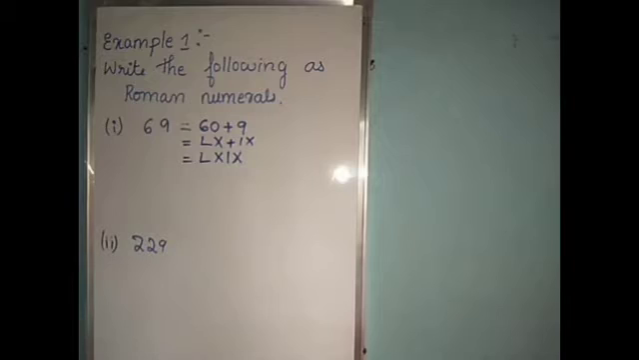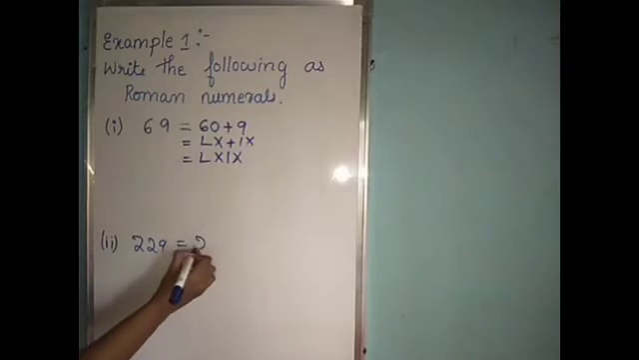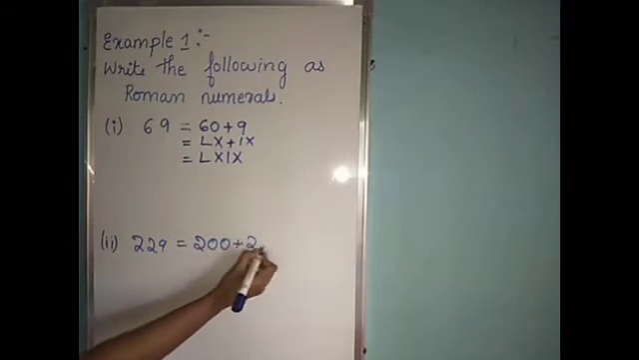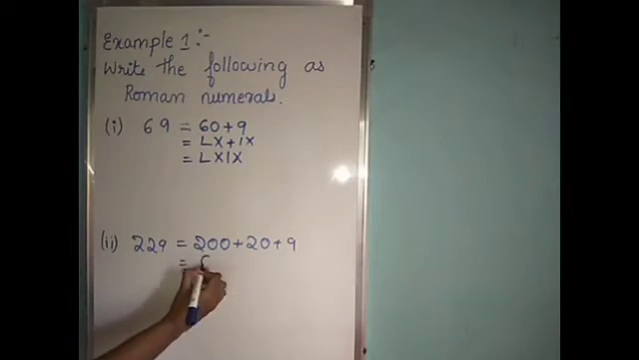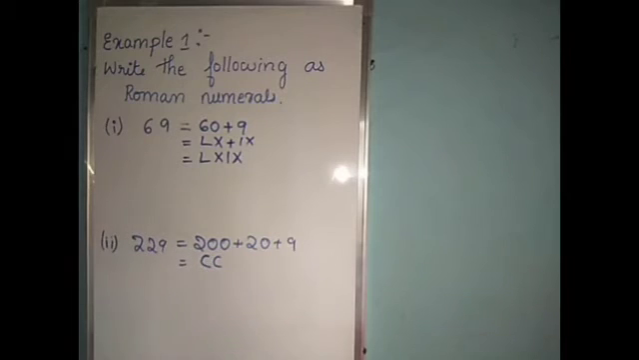Second one is 229. Here also first we have to write expanded form of 229. 229 is equal to 200 plus 20 plus 9. Next we have to write Roman numerals for each part. How we can write 200 in Roman numerals? We can write 200 as CC.